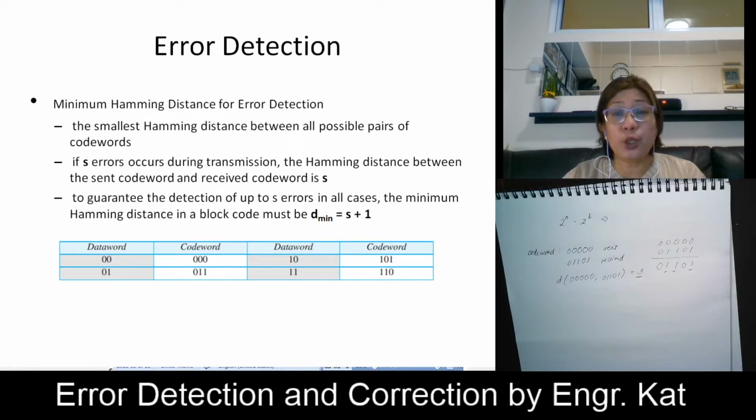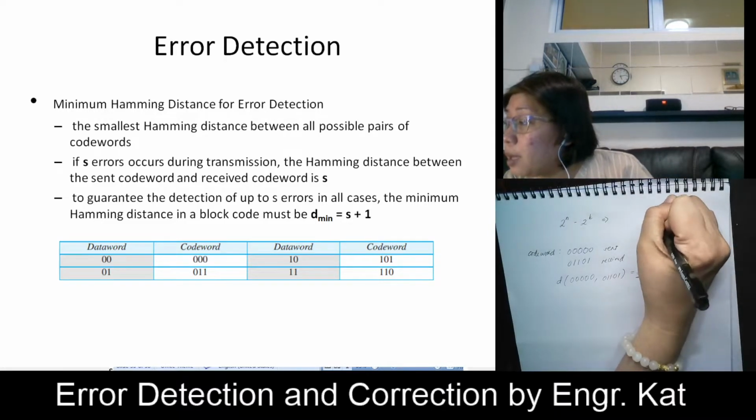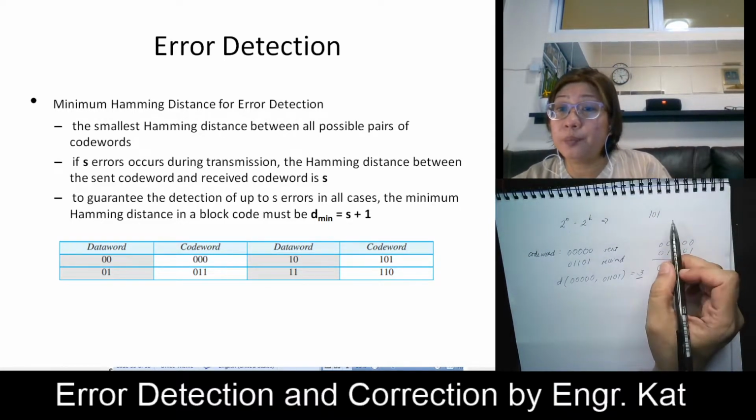So this code guarantees detection of only a single error. There can only be a single error guaranteed if our minimum Hamming distance is 2. For example, if the third code word, 101, is sent and one error occurs, the received code word does not match any valid code word. If two errors occur, however, the received code word may match a valid code word and the errors are not detected.